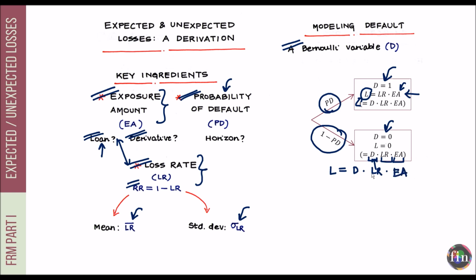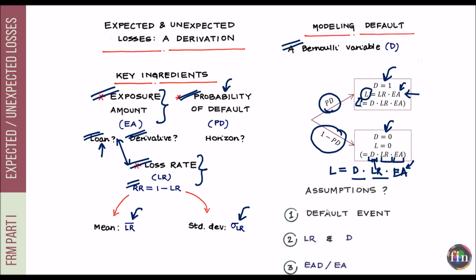Now, in general, as I said, for a complex derivatives trade, this is not known to us, it's random. And then LR we know is random, D is random. So I said L is a product of three random variables. Before we move ahead, let's make a few assumptions. These assumptions will come in handy when we derive the expected loss and the unexpected loss. The first assumption that I am making here, which is something which I have already made actually, is that the default event basically involves just two states of the world. It can either be default or it can be survival. There is no third kind of state.